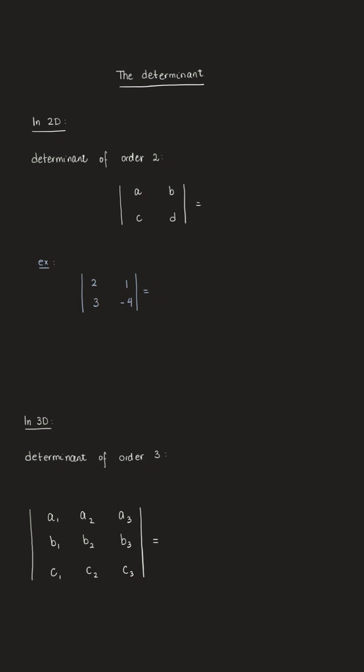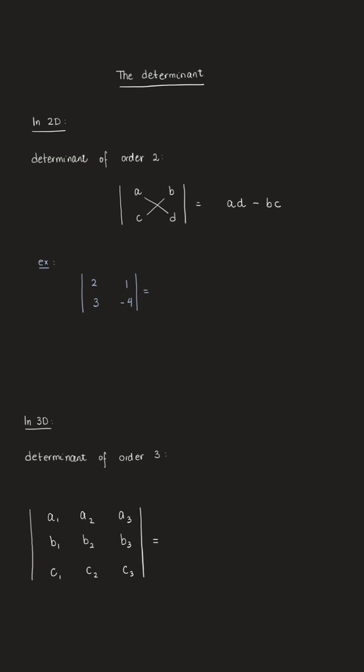So the way that we multiply the elements of a matrix, or the components of each vector, is by first finding the product of A times D. So we go down this diagonal and multiply A times D, and then we subtract what we get when we multiply across the opposite diagonal. So minus B times C.